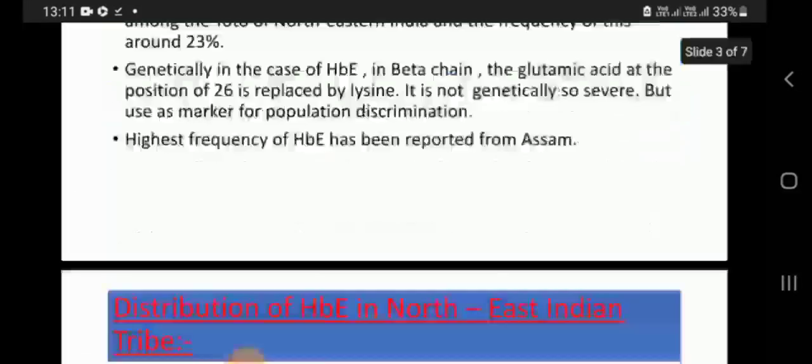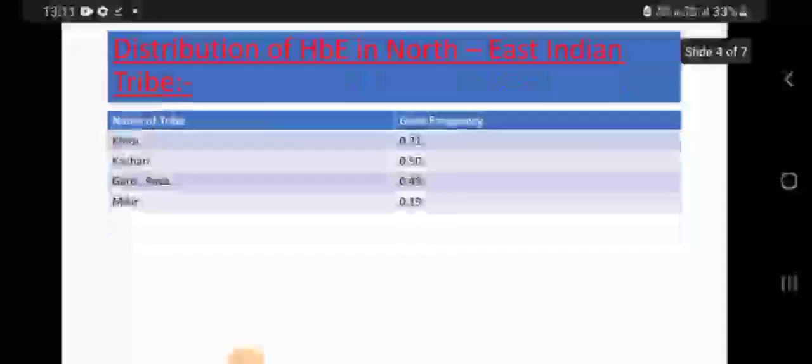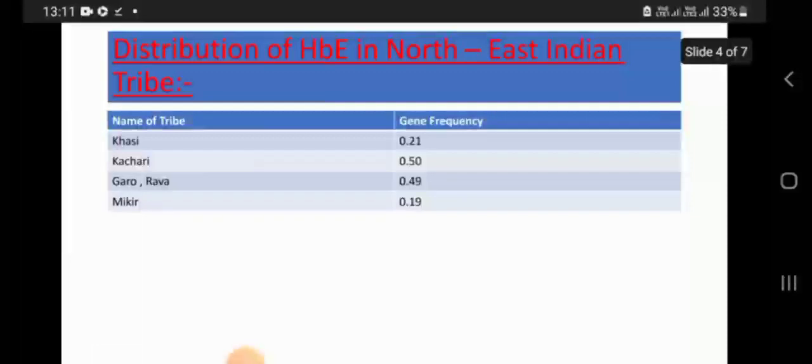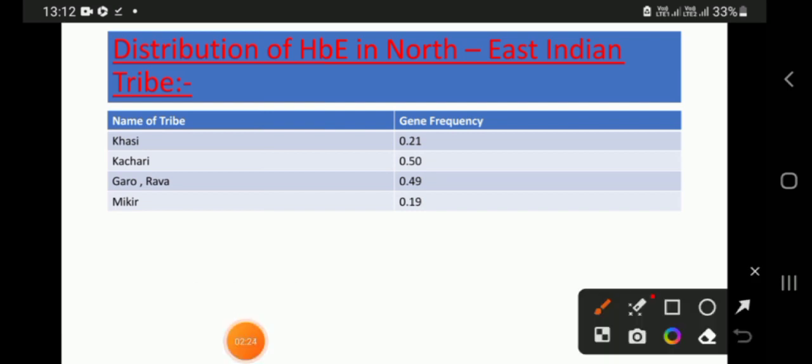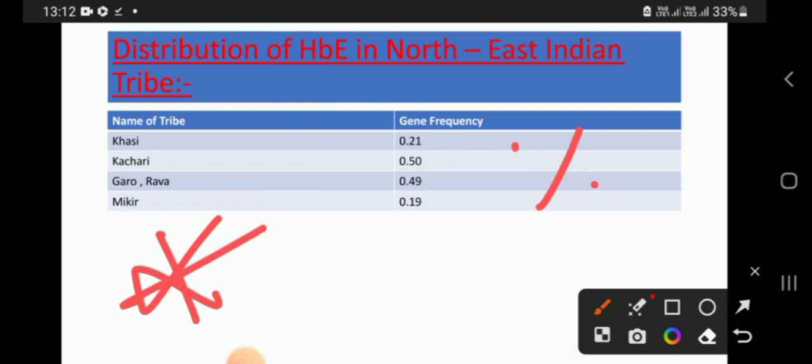Next. Here is a chart of some tribes and the frequency of hemoglobin E. Khasi 0.21%, Kachari 0.50%, Garo Rava tribe 0.49%, and Mikir 0.19%. Very important, please note it down. Next.